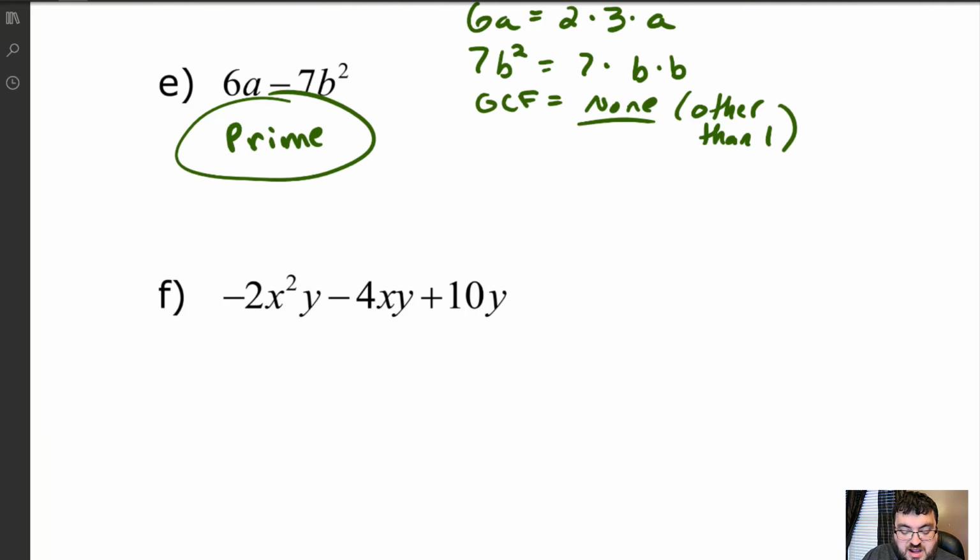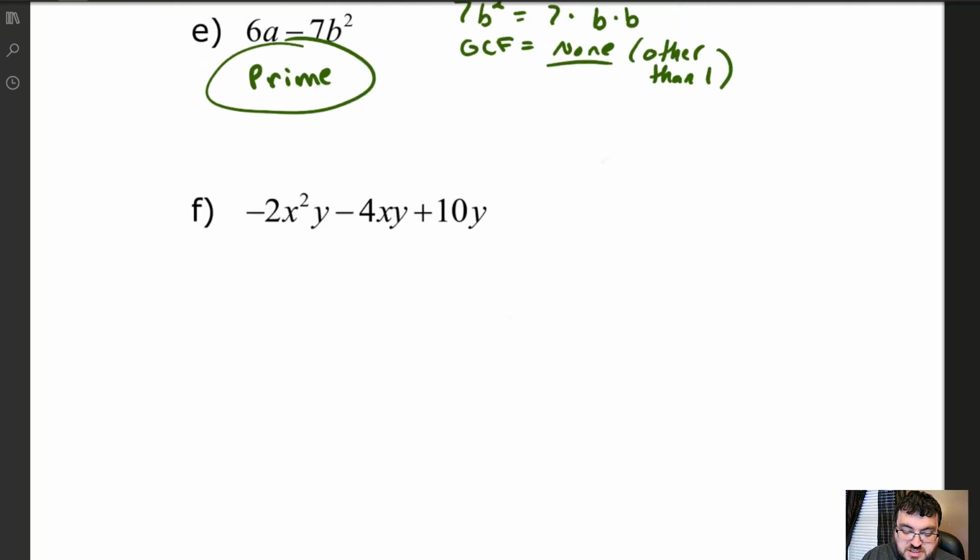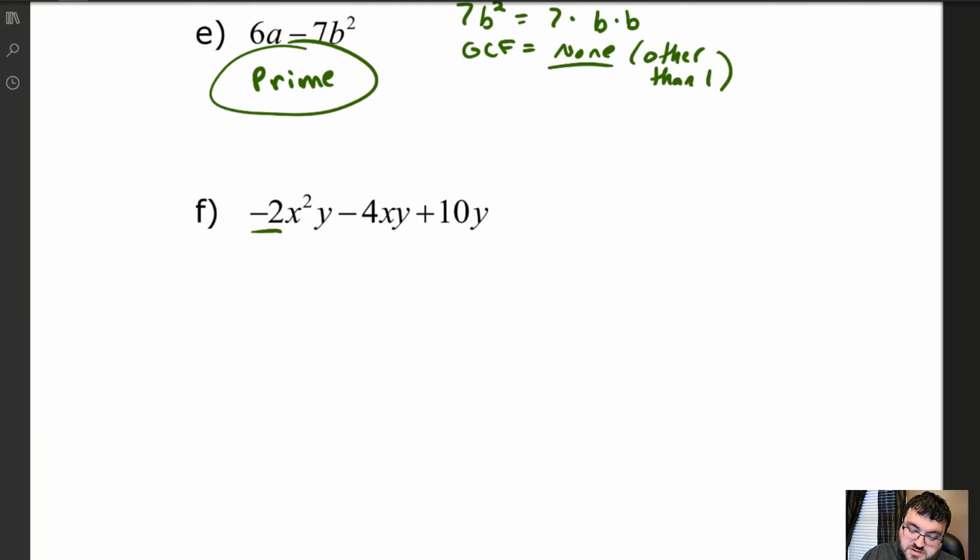Okay. Look at F, where it has 3 different terms. So this one starts with a negative. I'm going to show you a couple of different ways that you can factor this one, because sometimes on the homework, if it starts with a negative, it'll say factor a negative out or something like that. Factor a negative GCF. You can do that. You can also factor a non-negative GCF. So I'm going to show you 2 ways to factor this.